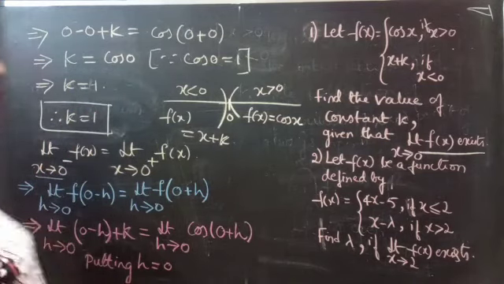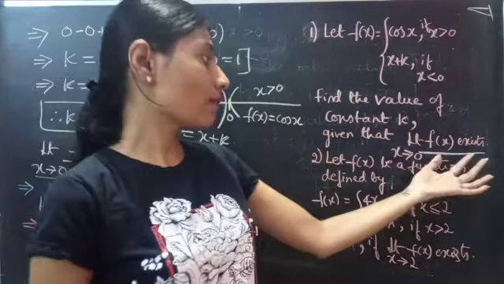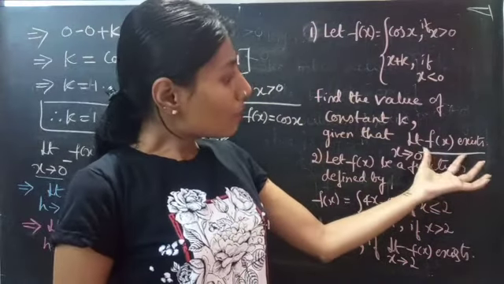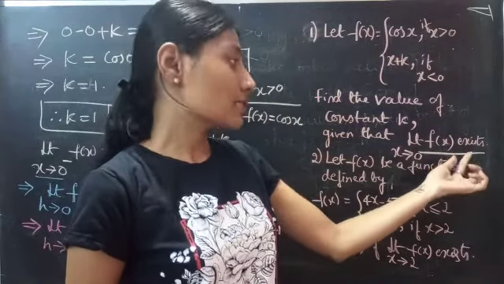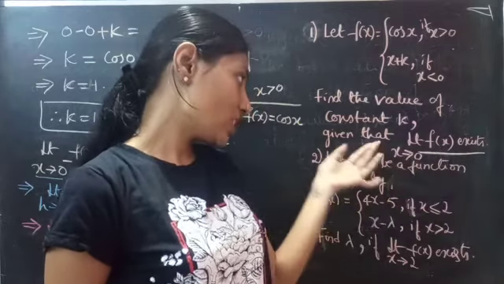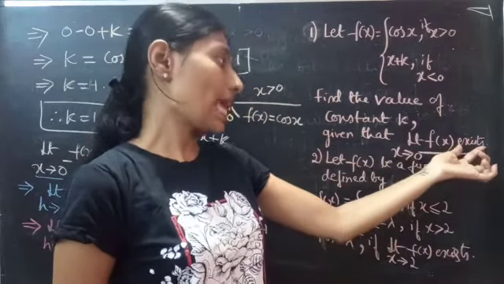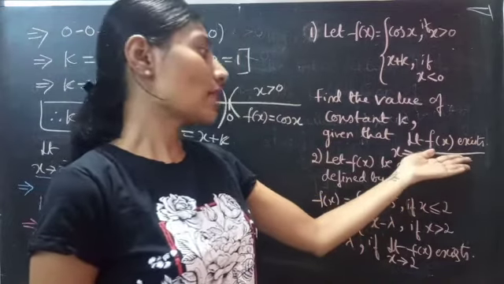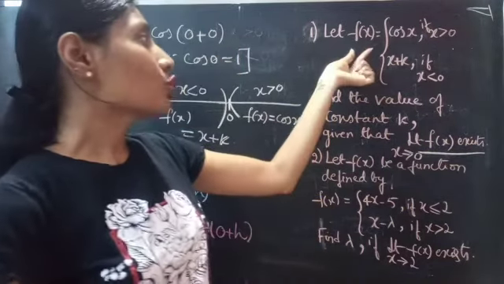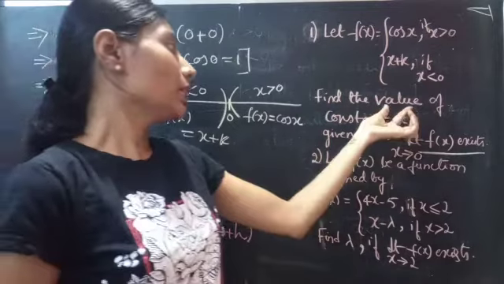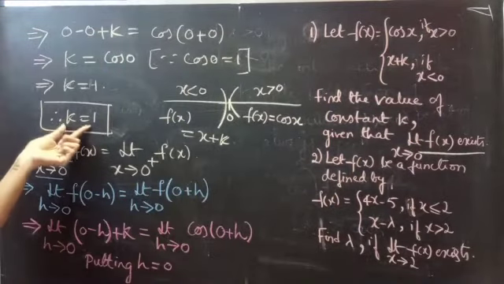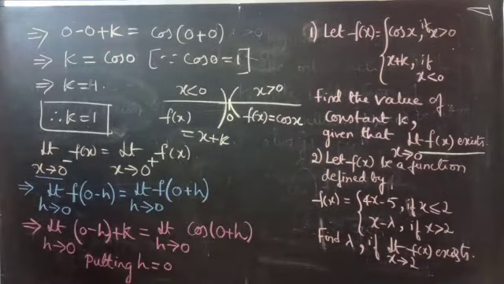Since we have used the condition which is given that limit f of x exists. So we are given the condition that limit x tends to 0, f of x exists. So using this condition and the definition of f of x, we got the value of k which is equal to 1. Okay. So now coming to the second question.